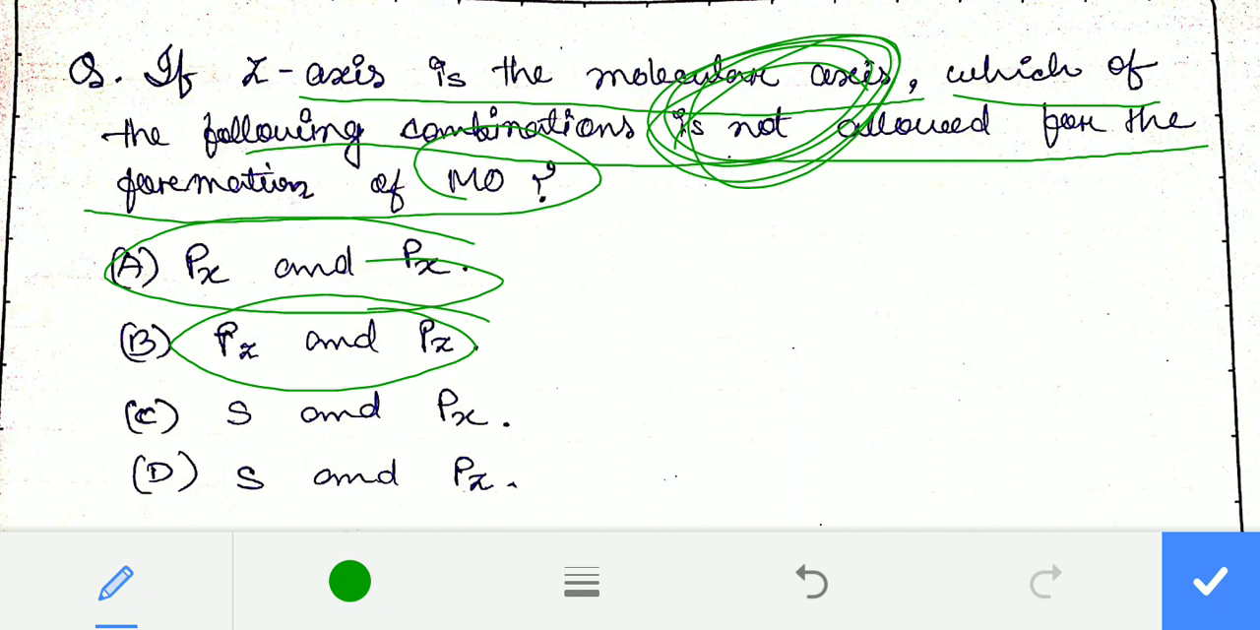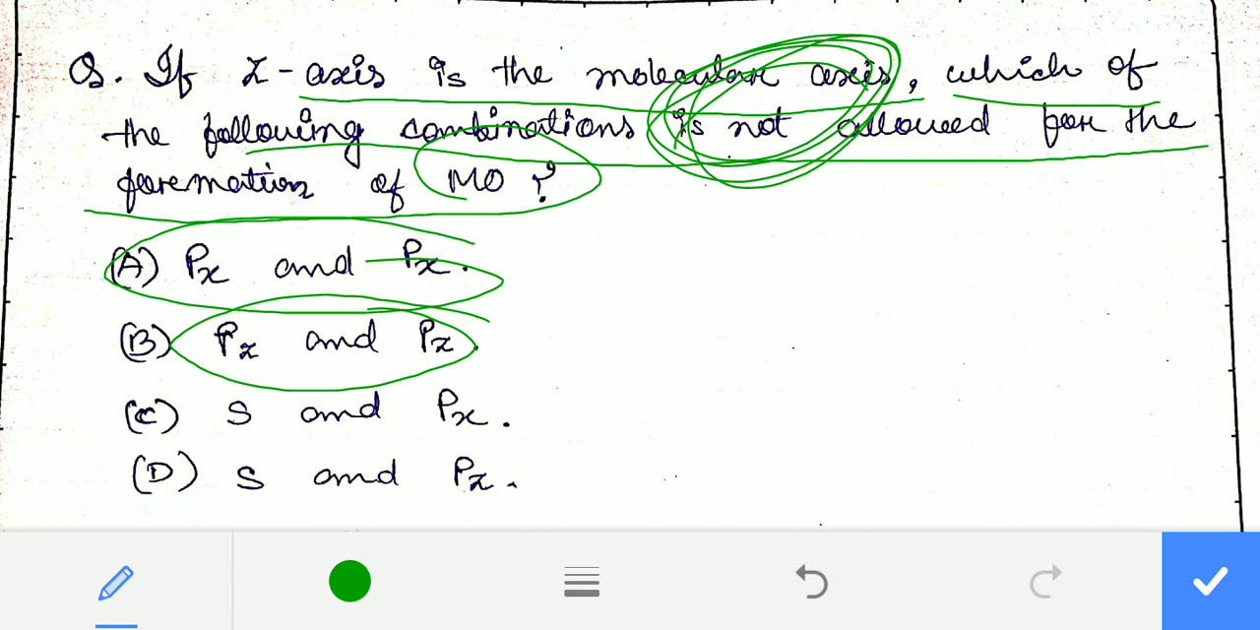So in option A we have Px and Px, so it will be an allowed combination. Pz and Pz is also an allowed combination. Now in options C and D it is S and Px, and S and Pz.